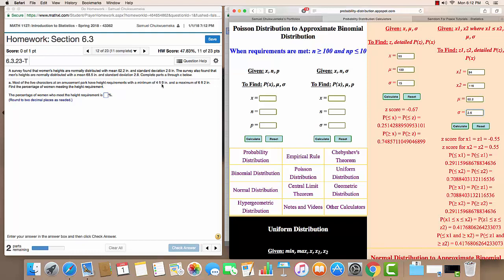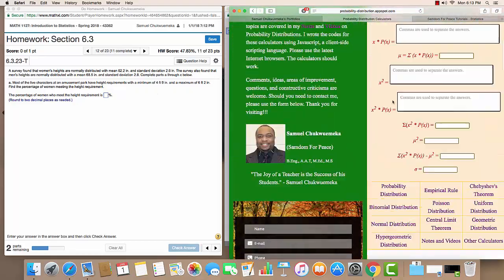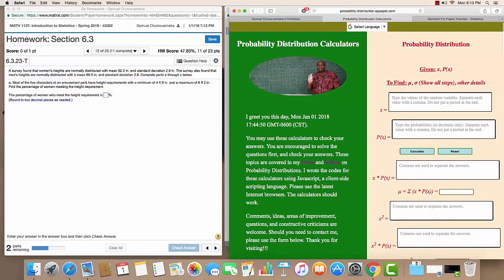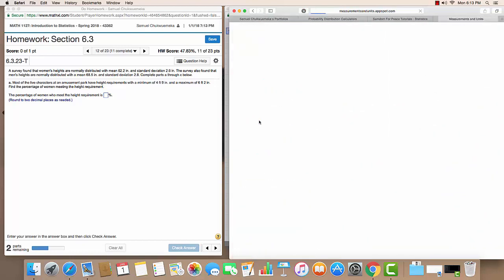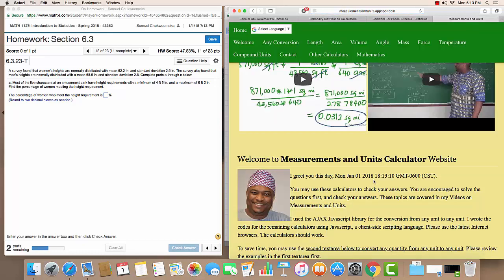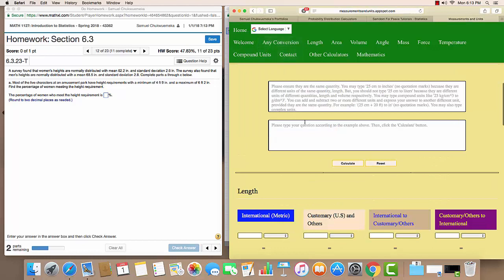So we're going to convert this to inches. You know that 12 inches make 1 foot, so you can do the conversion. But I have a measurement calculator here. I'll go to portfolios, measurement and units calculator. I'm just going to do this to be faster. Any conversion, I'm just going to go to any conversion.